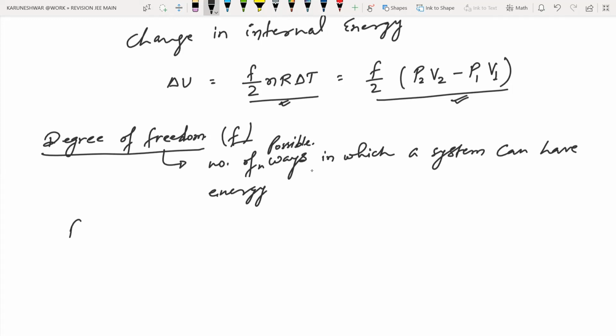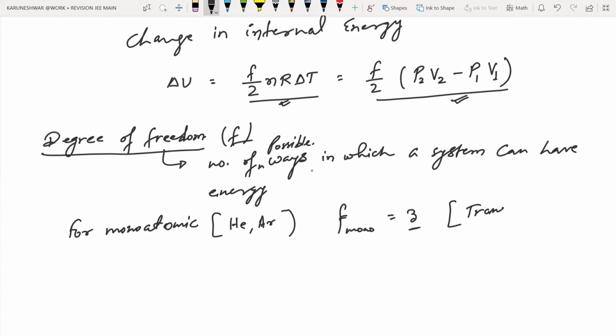If the gas is monoatomic, that means the kind of gas like helium or argon. These are the gases which are considered to be monoatomic. So for monoatomic, the degree of freedom will be 3. And this 3 for monoatomic energy will be only translational kind.